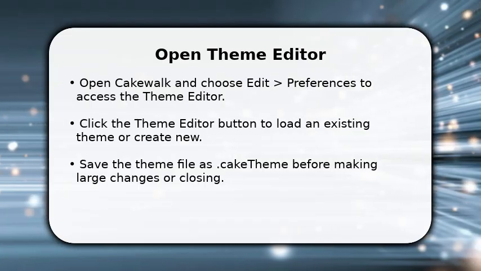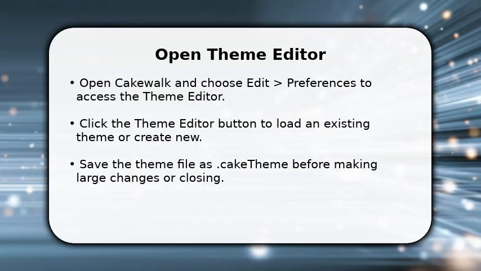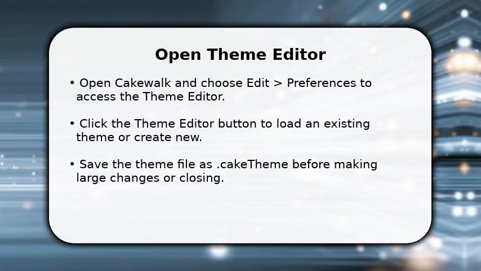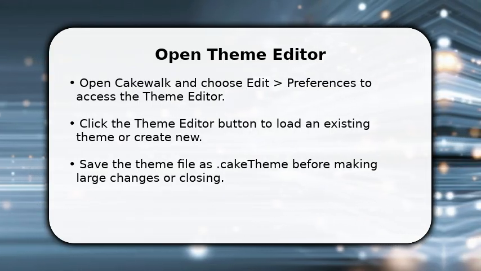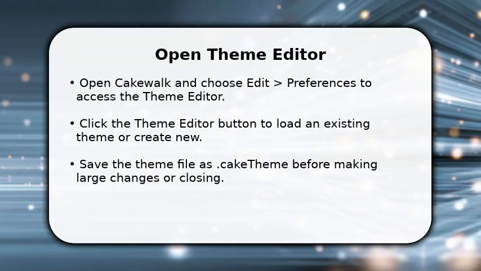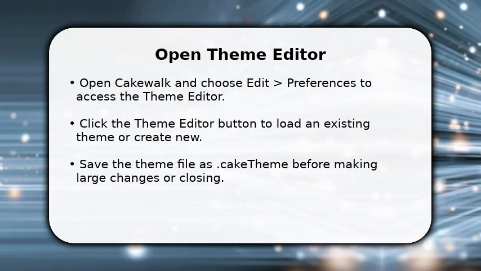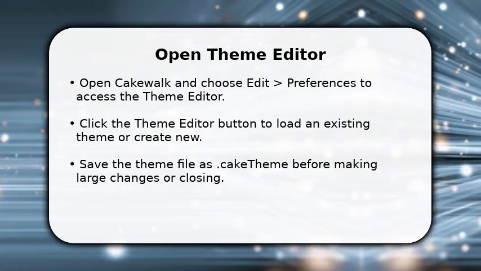Open Cakewalk and start by choosing Edit, then Preferences to access the Theme Editor. The Theme Editor button appears near the Appearance settings. Click the Theme Editor button to load an existing theme or create a new one from the default. Use the File menu to open a Cake theme file or choose New to begin customizing colors.